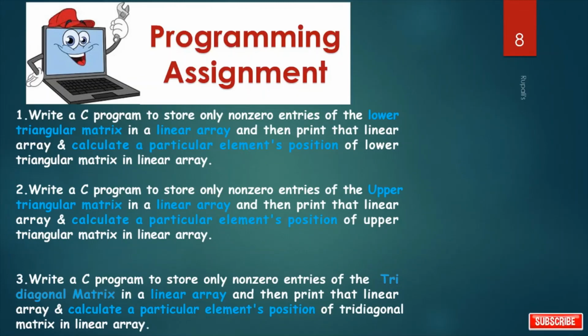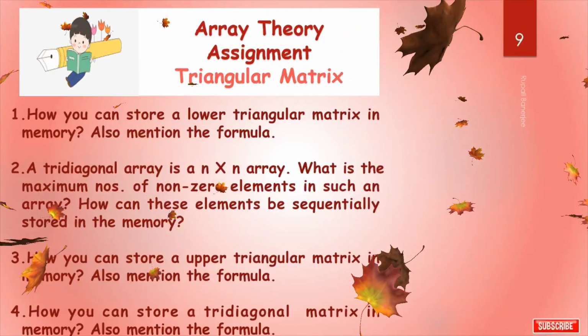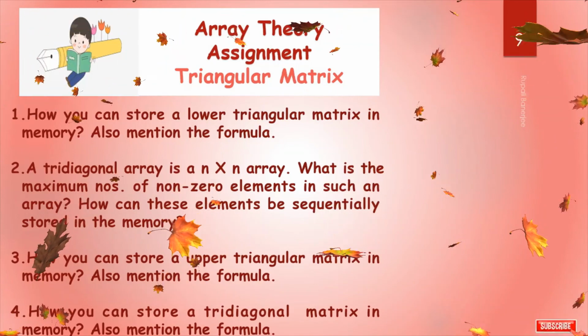So this is your programming assignment. Write a C program to store only non-zero entries of the lower triangular matrix in a linear array, and then print that linear array and calculate a particular element's position of lower triangular matrix in linear array. In the same way, do the same program for upper triangular matrix and also for tridiagonal matrix. This is your array theory assignment on triangular matrix.